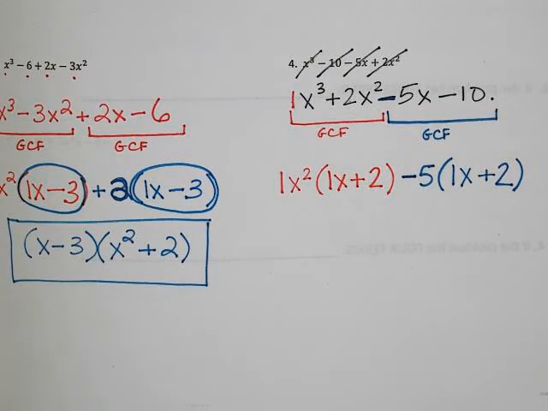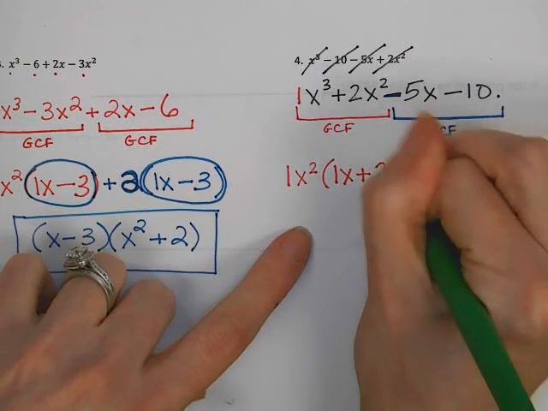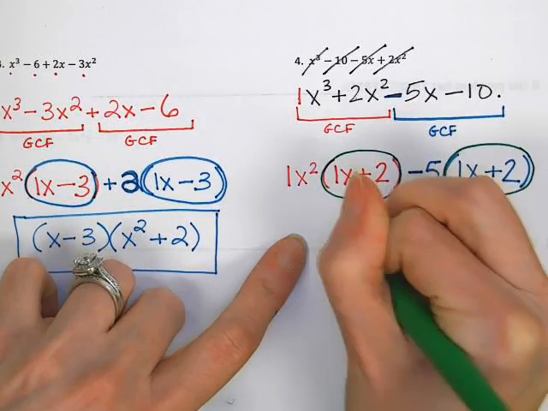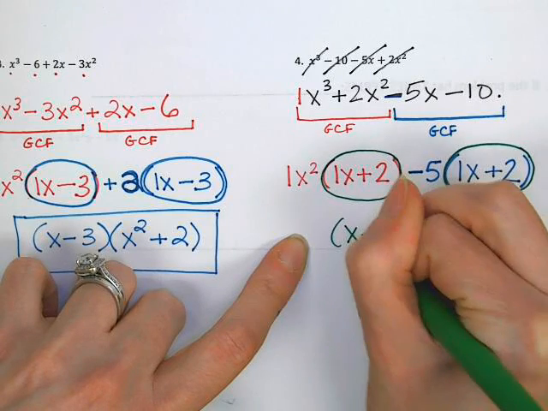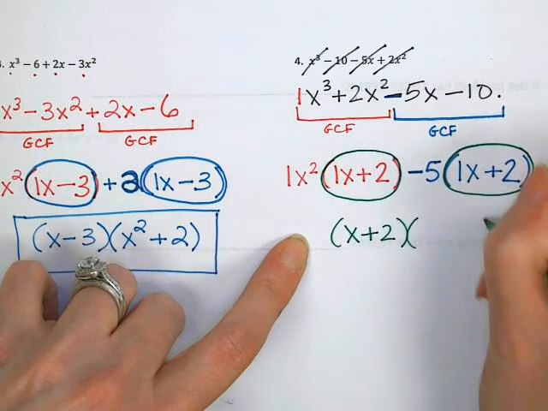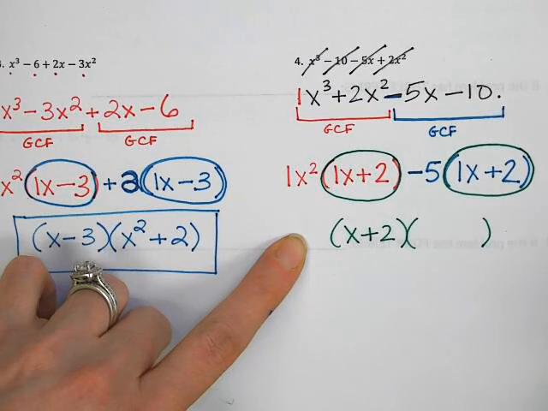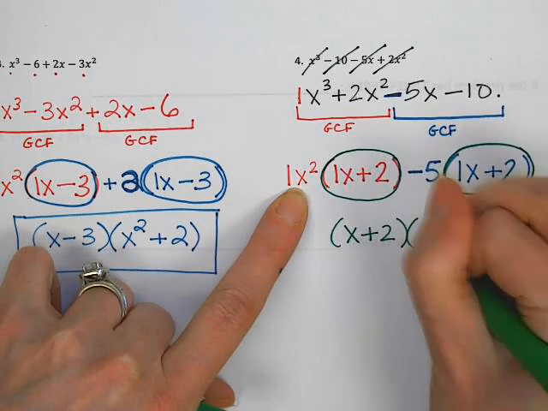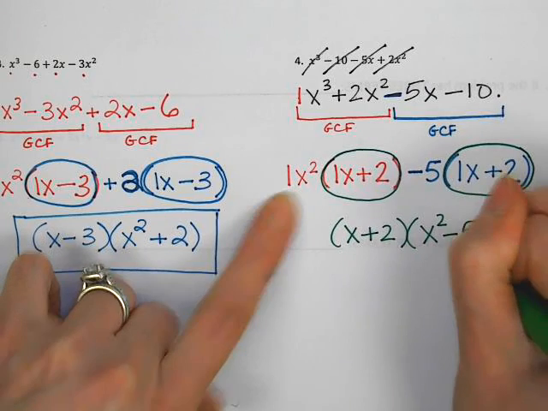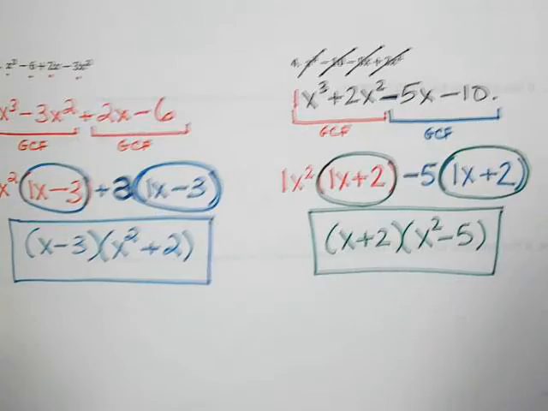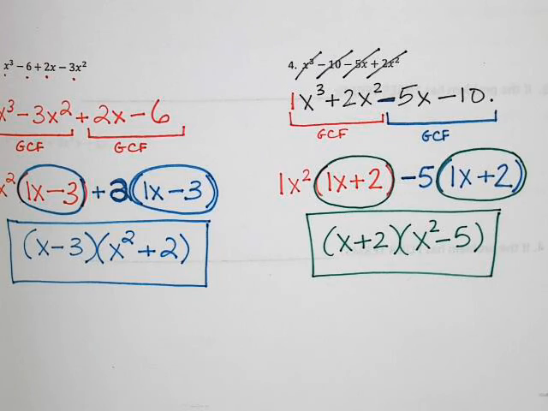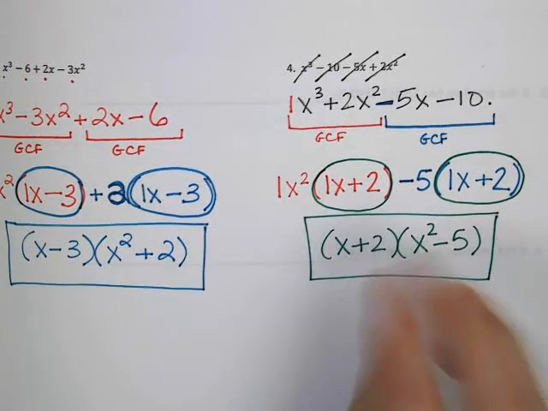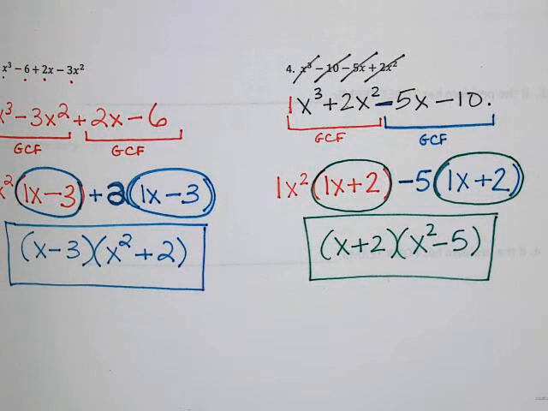Look for that common factor, that common parenthesis, and pull that out. The other parenthesis is all the other stuff that's left: 1x squared minus 5, x squared minus 5. That is called factor by grouping. It's when you have four terms. And again, if you want to check, you can double distribute and you'll be back to where you started.